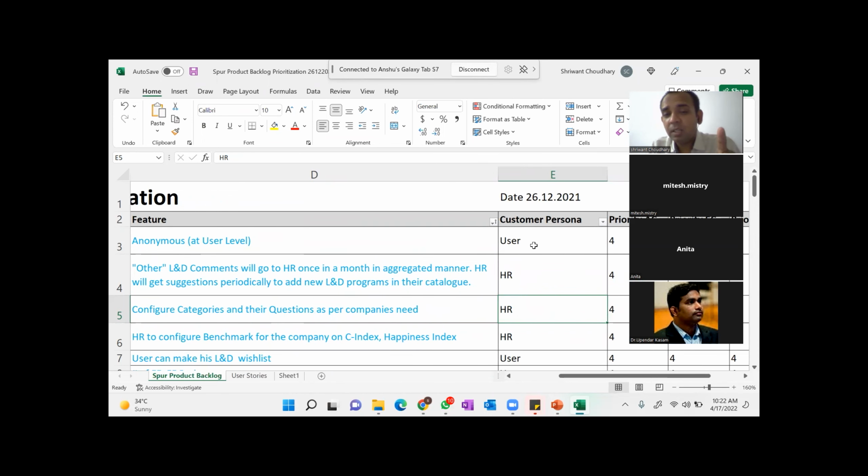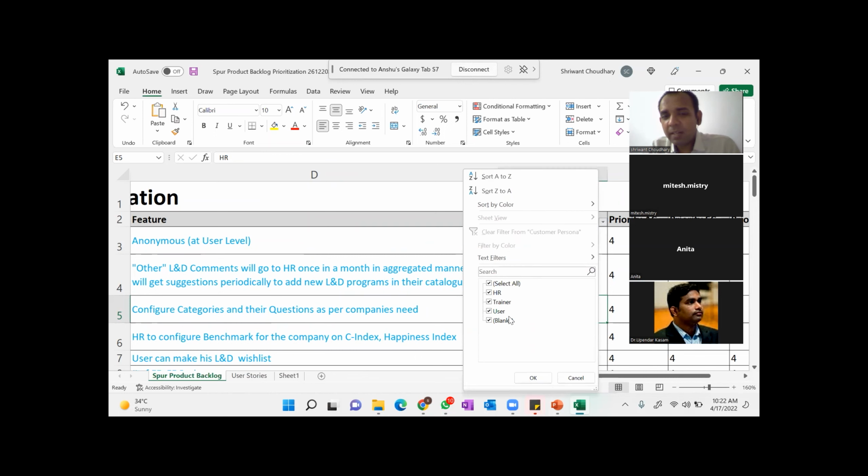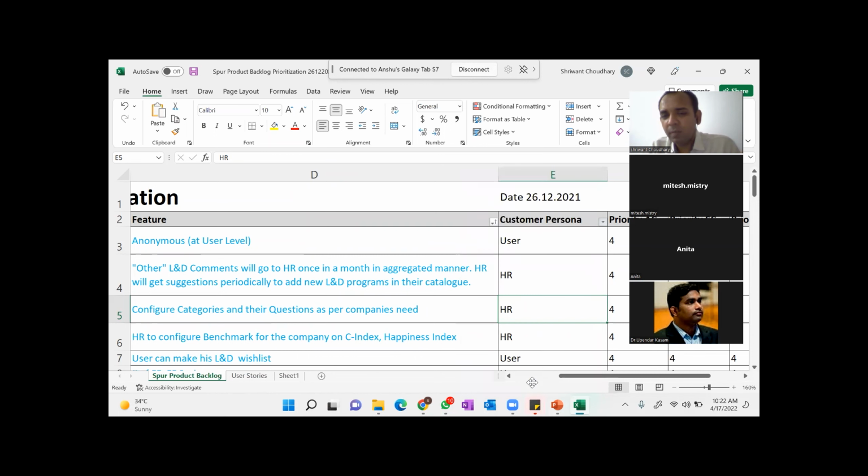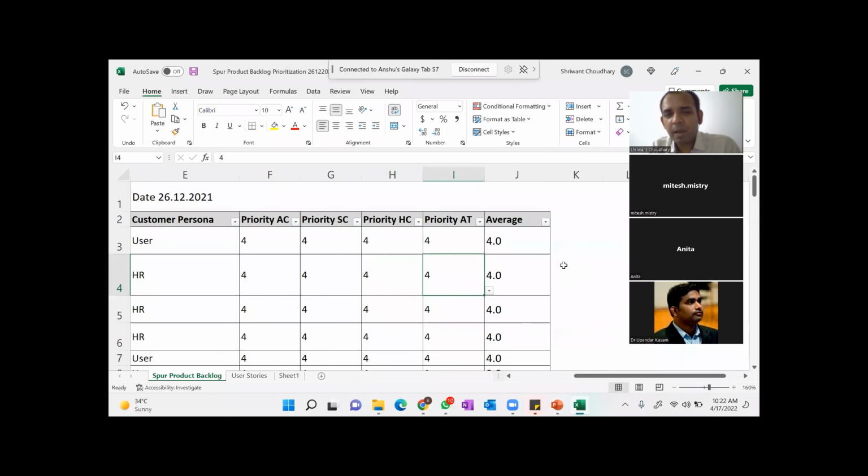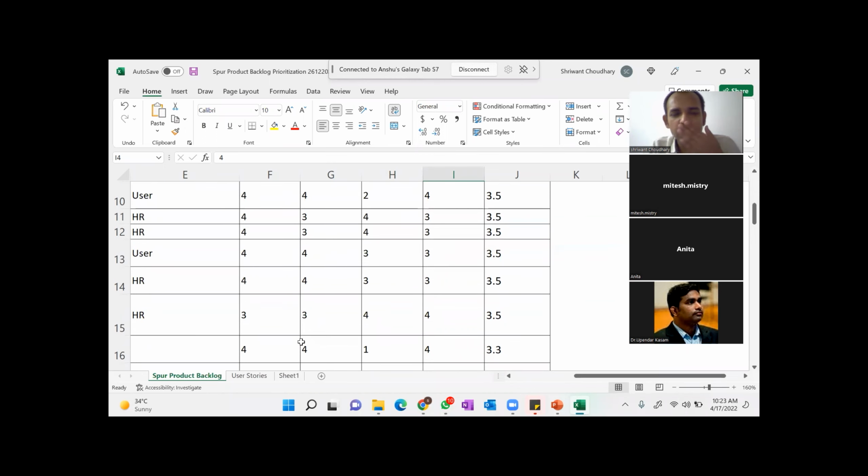And then with value, we also identified value for whom. So value for HR, trainer, user. User means employee. Okay. Value for whom. And then we put a priority. Okay. So these are the priority levels. So what is 4, 3, 2? These are all numbers like must have, could have, would have, right? All those things. So let me see the original one.